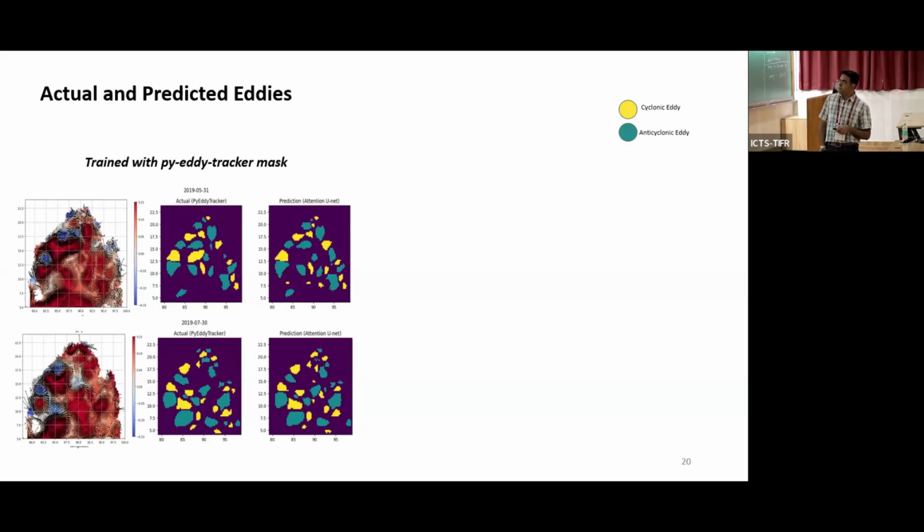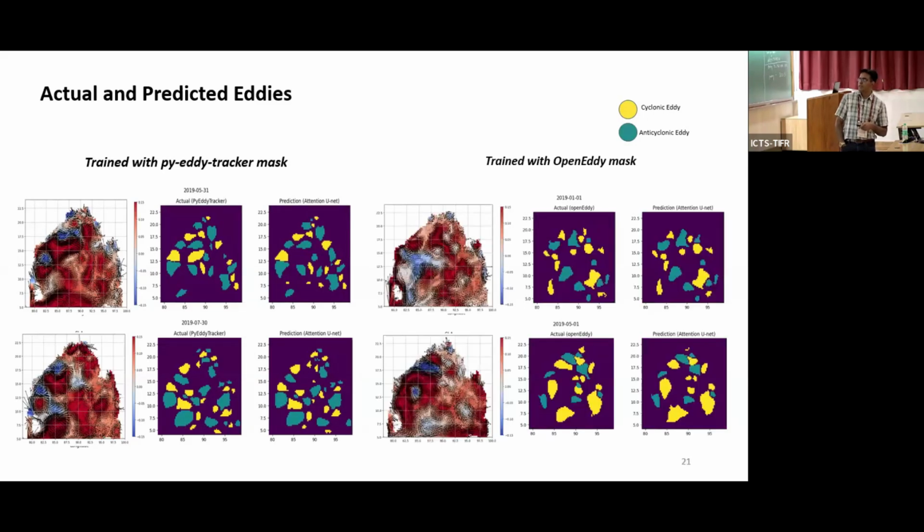So these are the inputs that we give to our deep learning model for training, then these are the eddies detected by our traditional algorithm, and these are the predictions made by our deep learning model. They are the same for the OpenEddy software. This one is from the PyEddyTracker, this one from the OpenEddy software. You can clearly see that there are some eddies detected by the PyEddyTracker, a traditional detection algorithm, but our deep learning model is not able to detect that eddy.